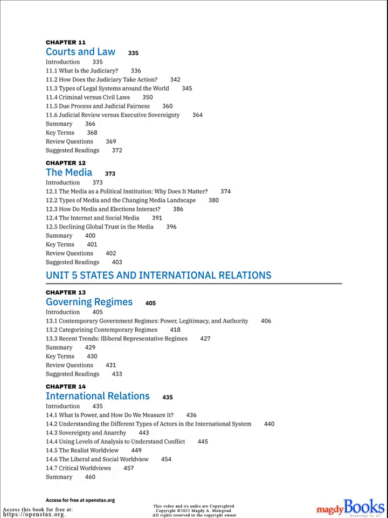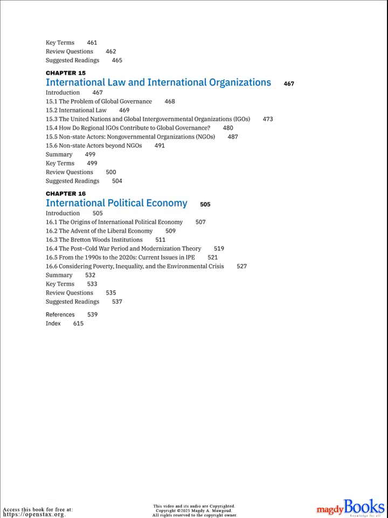Suggested readings. Chapter 14, International Relations. Introduction. 14.1, What is power, and how do we measure it? 14.2, Understanding the different types of actors in the international system. 14.3, Sovereignty and anarchy. 14.4, Using levels of analysis to understand conflict. 14.5, The realist worldview. 14.6, The liberal and social worldview. 14.7, Critical worldviews. Summary. Key terms. Review questions. Suggested readings.